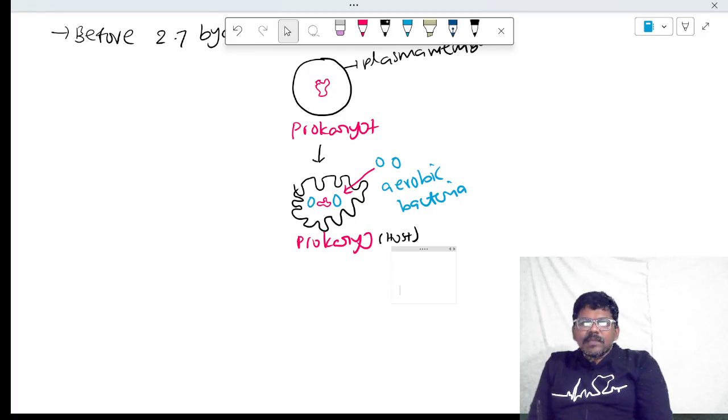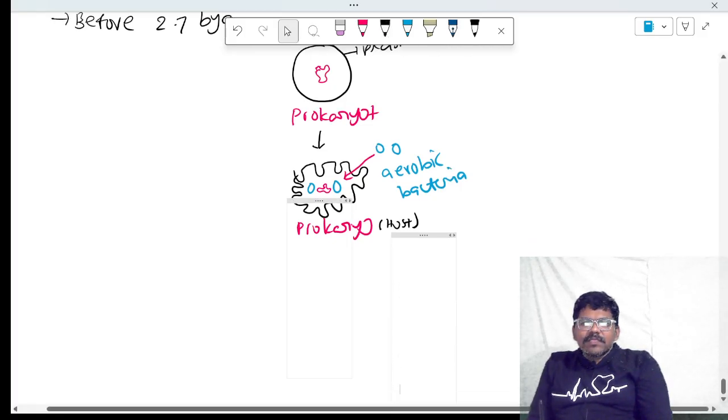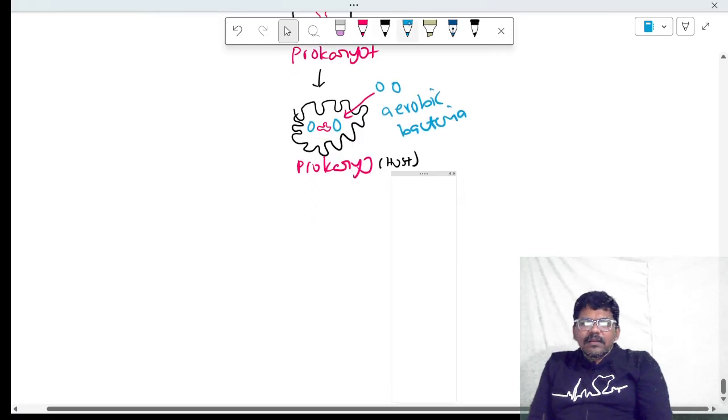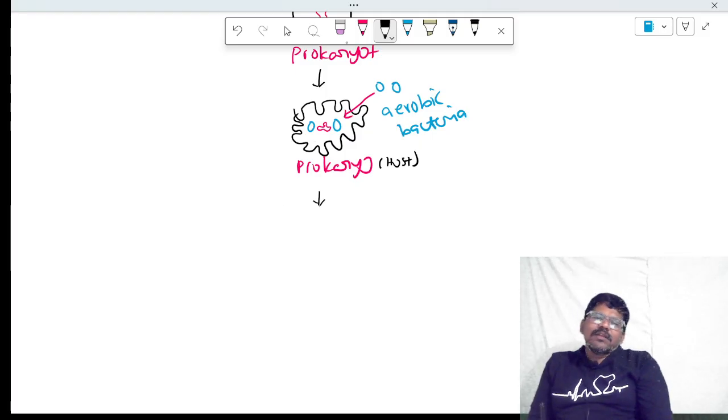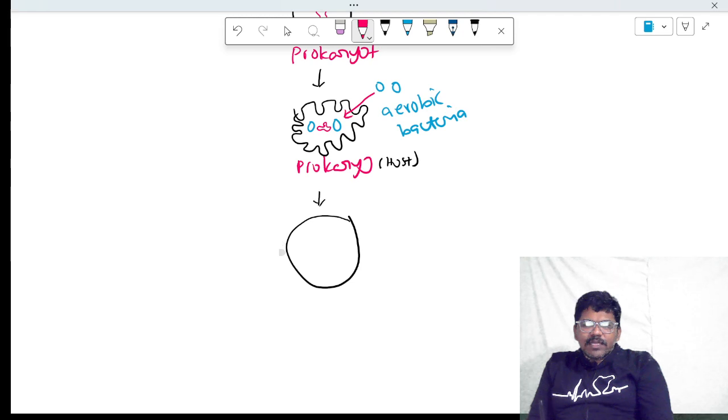Later, the aerobic bacteria which entered the prokaryotic cell converted into mitochondria. Mitochondria do aerobic respiration, and that aerobic bacteria also does aerobic respiration. Hence, we can see the formation of mitochondria. The infoldings formed on the plasma membrane form the envelope surrounding the nucleus, surrounding the genetic material. Those infoldings form the membrane surrounding the nucleus. Apart from that, there is also a formation of endoplasmic reticulum surrounding the nucleus.